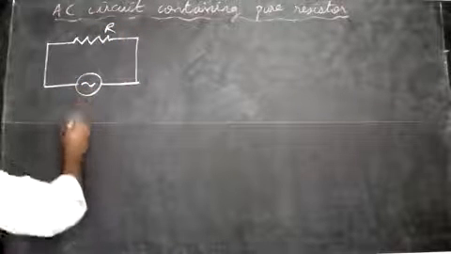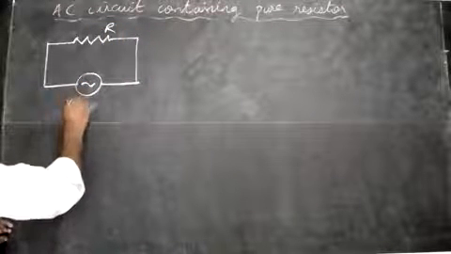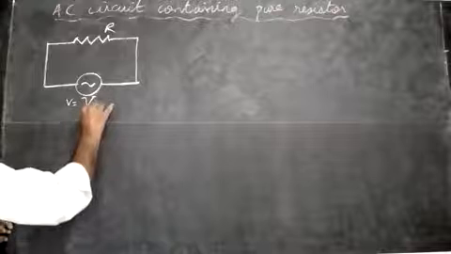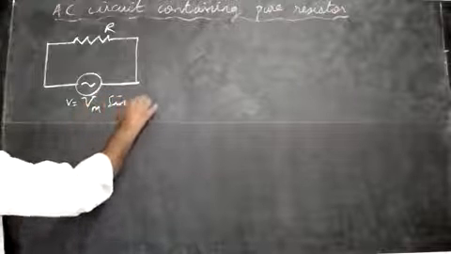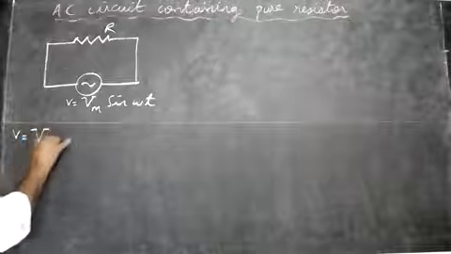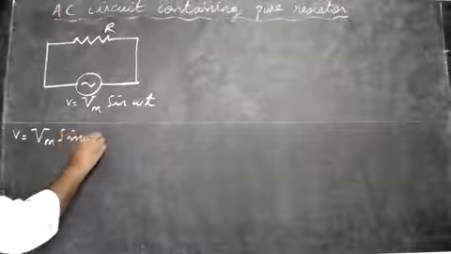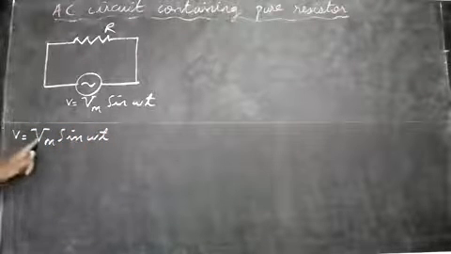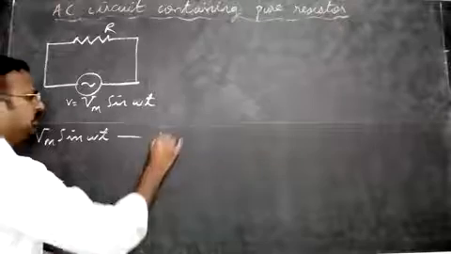This is an AC source here. So this AC source gives a voltage V equal to Vm sine omega t. This is capital Vm. Let me write the equation one more time: V is equal to capital Vm sine omega t. This is the voltage that's given. This is a peak value. So this is equation 1.